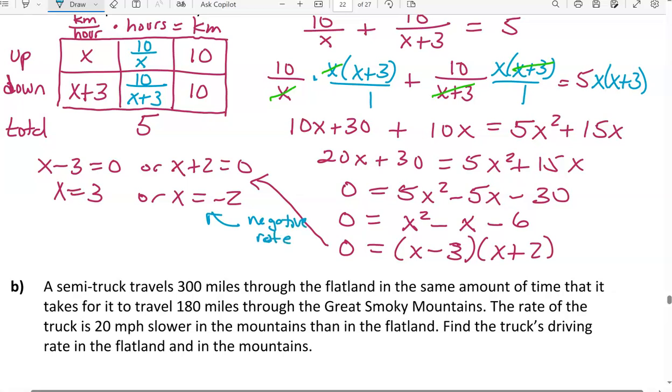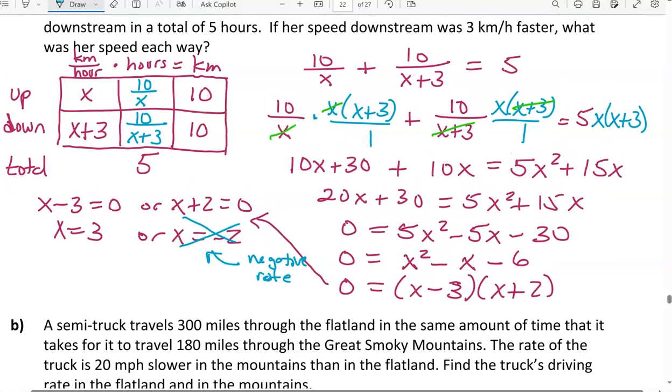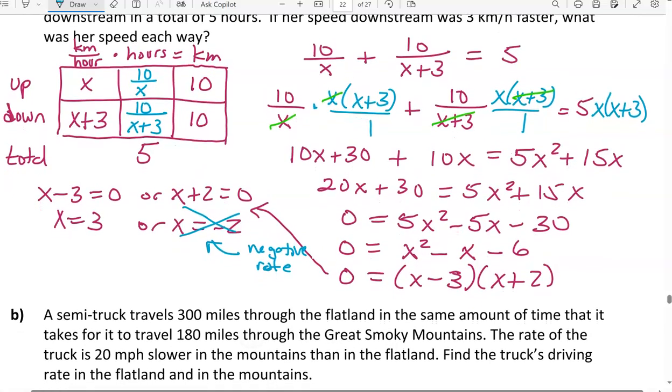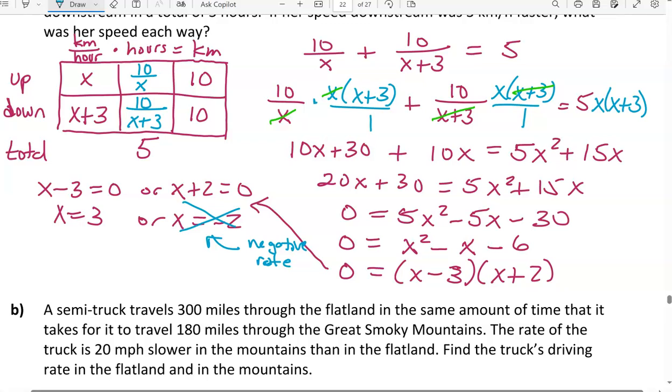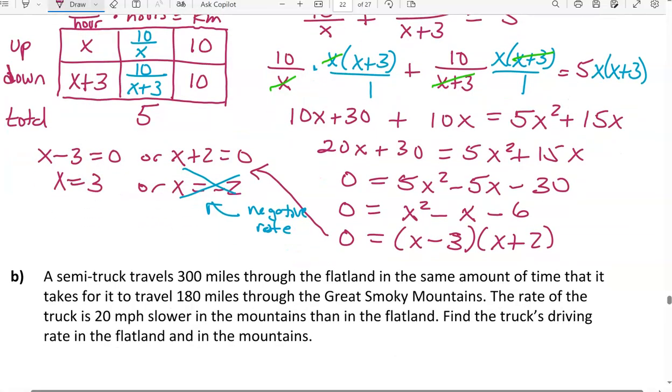And people generally don't speak about traveling at negative 2 kilometers per hour, so we're going to reject that one. And so x equals 3 is our valid solution. Now notice that the problem asks us for what was her speed each way, upstream and downstream. So her speed upstream was x, so that would be 3, and we'll put units with that, kilometers per hour. And her speed downstream was x plus 3, and so 3 plus 3 is 6 kilometers per hour, and there's our answer.